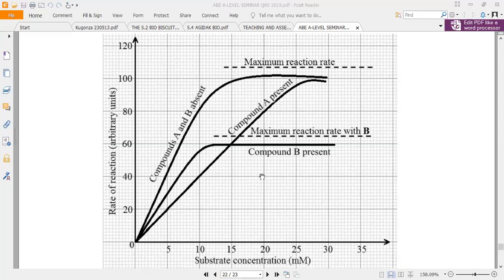Then the third question is, why is it hard for these reactions to attain their maximum rate? The third question is, why is it hard for these reactions to attain their maximum rate? That is the third question.